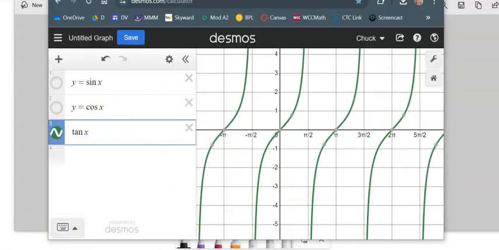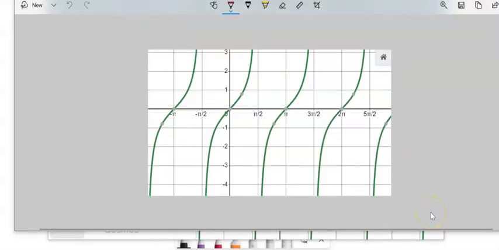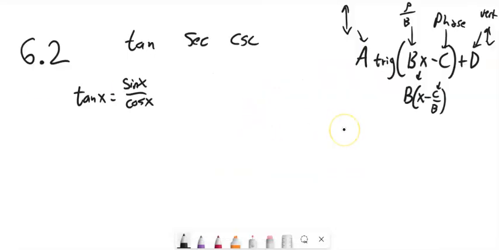There it is. As I look at tangent, I notice a couple things about it. First off, there are asymptotes every time you go over pi over 2, because those are places where cosine is equal to 0. And it repeats itself. It's periodic. It does this, then it does it again, then again. So it has a period of pi. It actually repeats itself every pi. And it also always goes through this point, pi over 4, 1. There are some things to know about tangent.